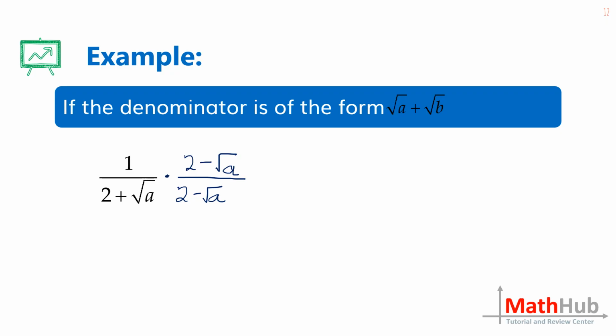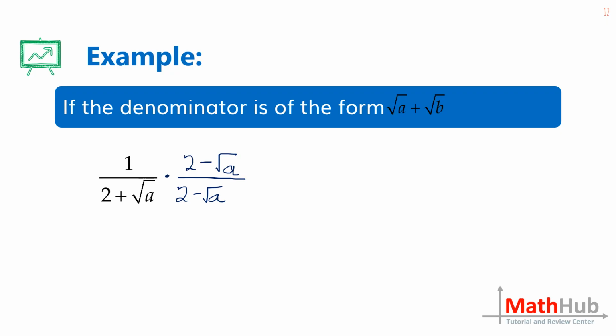This thing over here is just equal to 1. So meaning to say, we're not changing the original expression. Moreover, how come we need minus here and plus here? So that we have difference of two squares, right?